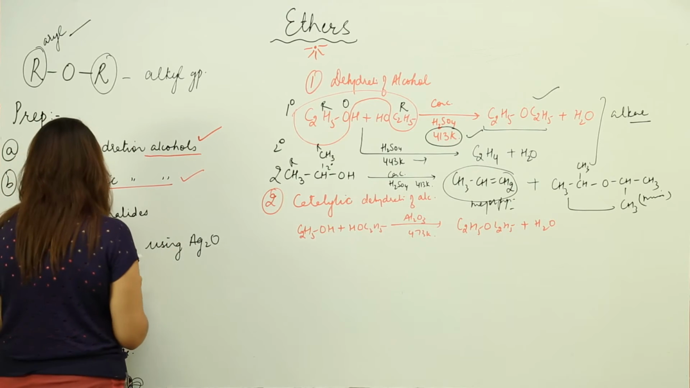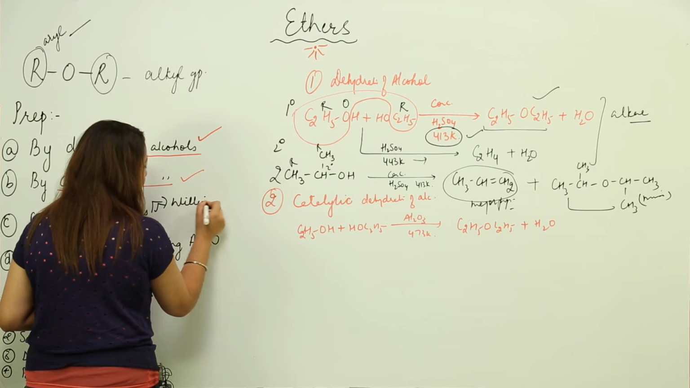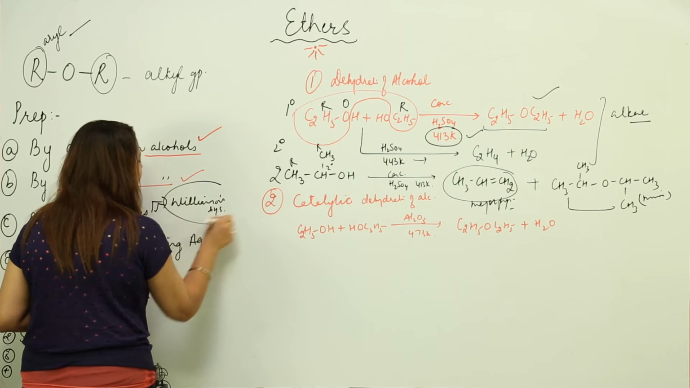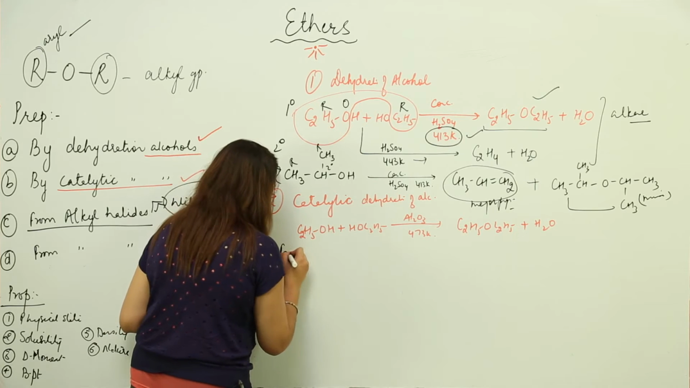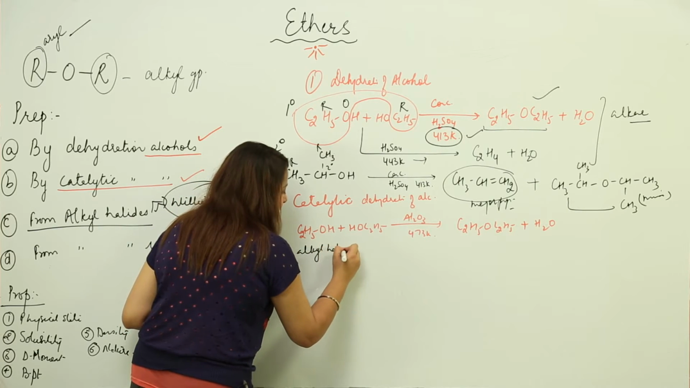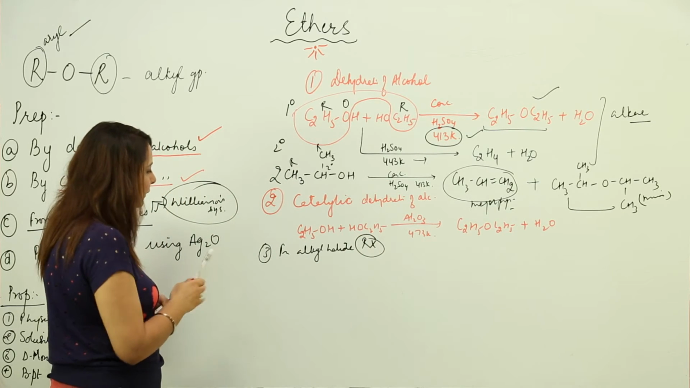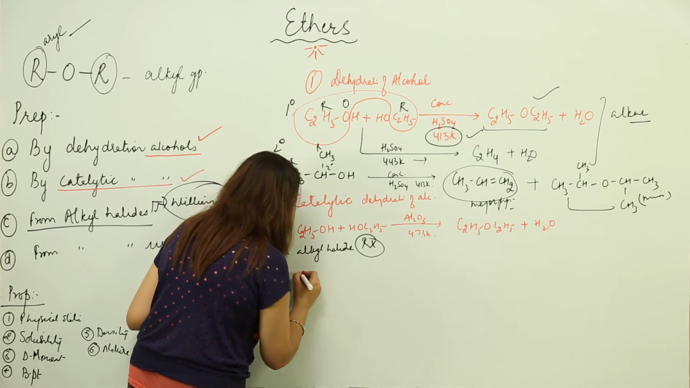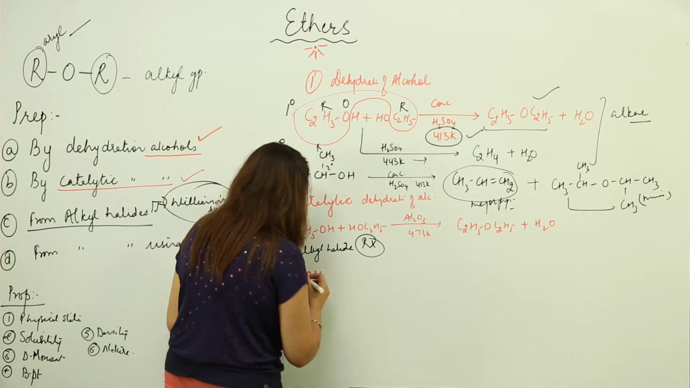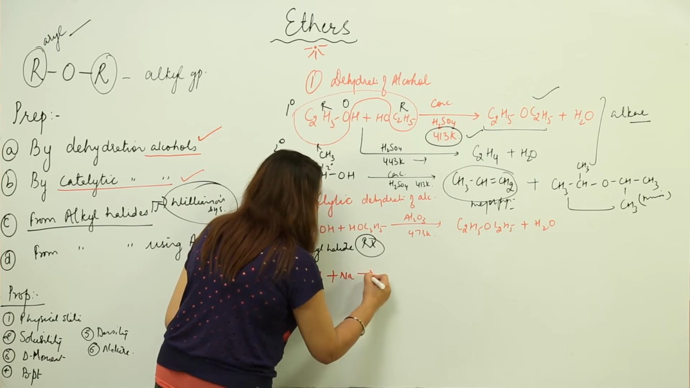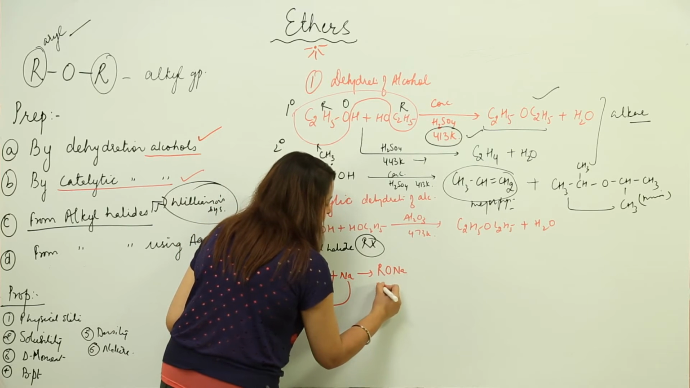Third, I can prepare it from alkyl halide, and there is a popular method called Williamson synthesis. This is a name reaction which you may get in your paper. So the third method is from alkyl halide, which you know is RX. How am I going to do that? First I am going to take an alcohol, let's say ROH. I am going to prepare an alkoxide ion, so I react it with Na, and Na, being more reactive, replaces H, so I get a metal alkoxide.